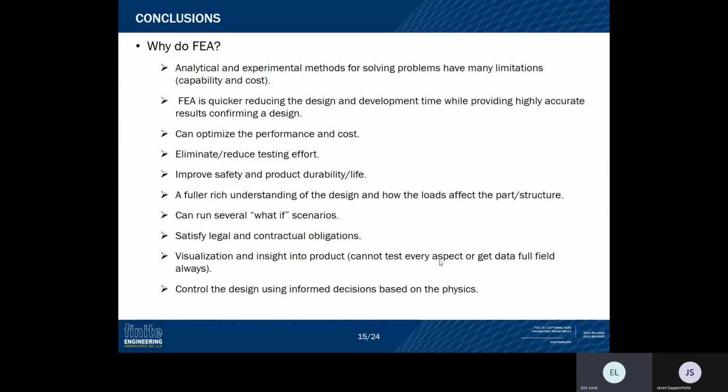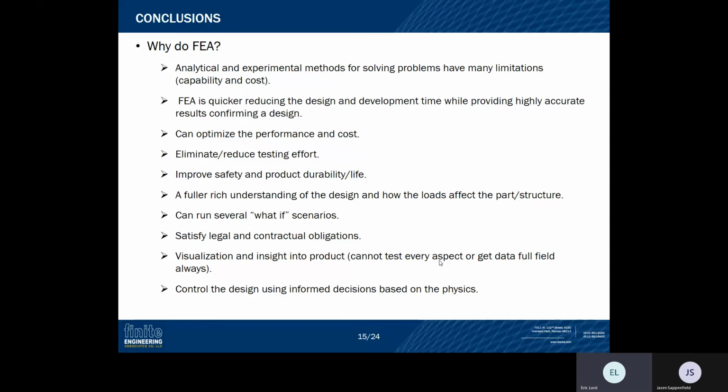And also to satisfy legal and contractual obligations. So you might have a factor of safety that you're trying to target for your entire system or structure. So how are you going to do that? Let's say it's some simple static analysis. You can put strain gauges all over it, but it still doesn't give you a full representation. It's only where the strain gauges are located that you're going to get information. So if you do have a requirement such as a certain factor of safety, this is a very good way of doing that.